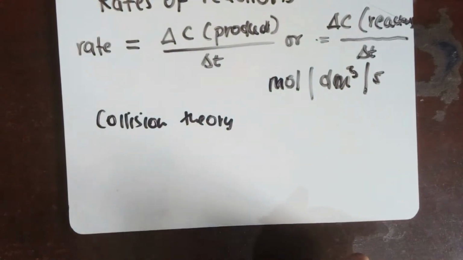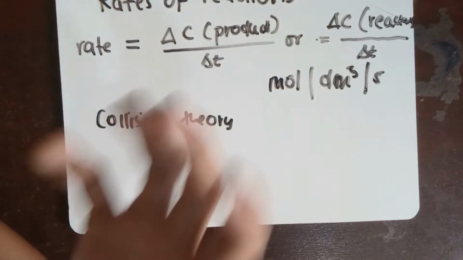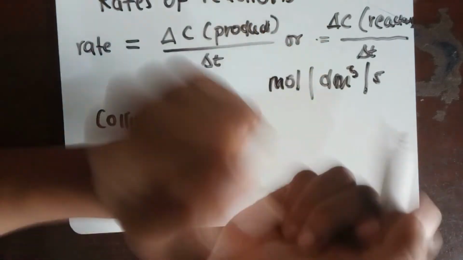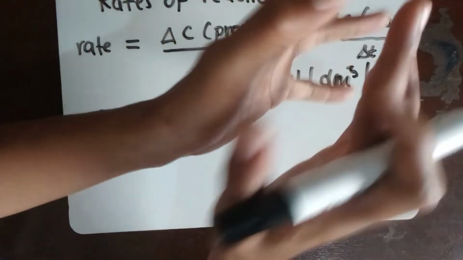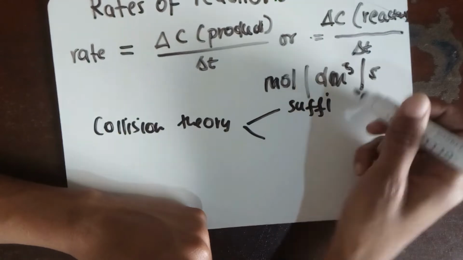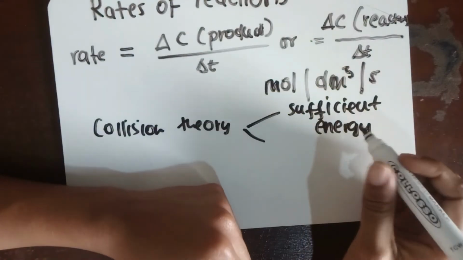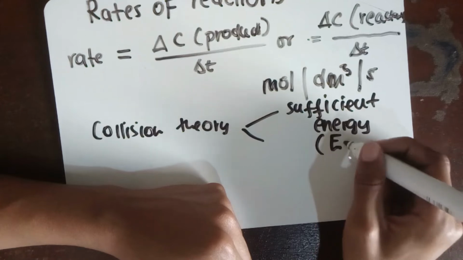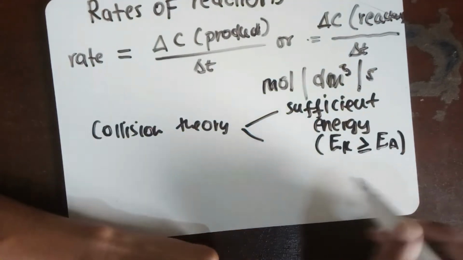According to the collision theory, it's a model that explains reaction rate as a result of particles colliding with each other. It is based on the assumption that for a reaction to occur, particles have to collide with each other. But not all particles have enough energy to react. Only particles that have sufficient energy. Remember, because they are colliding, they are moving, so we're talking about kinetic energy. This means that their kinetic energy, EK, must be greater than or equal to their activation energy. And we've already defined what an activation energy is in the last lesson.